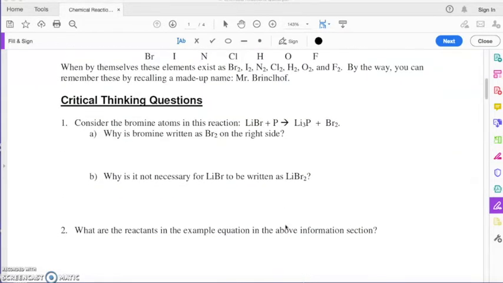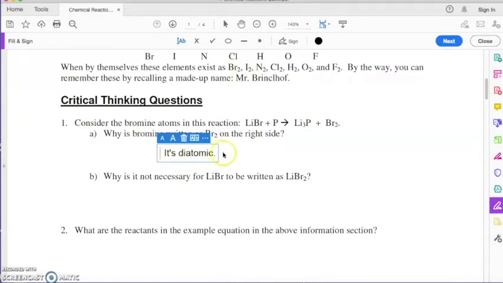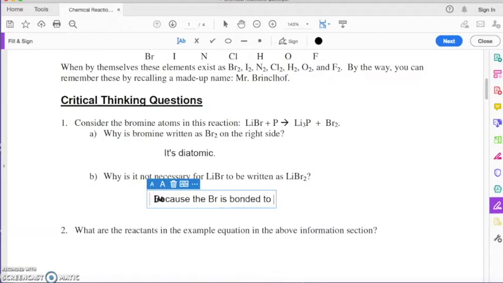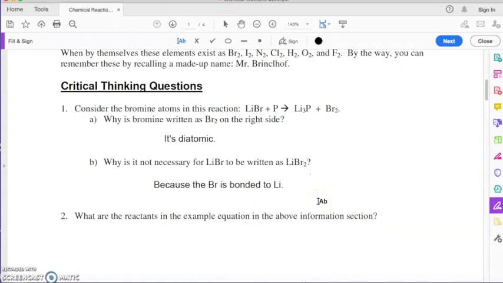So let's talk about some questions here. Consider this equation. Why is bromine written as Br2 on the right side? Well, it's because it's diatomic, right? Why is it not necessary for LiBr to be written as LiBr2? Because the Br is bonded to Li, so it's not diatomic anymore. It's now bonded. What are the reactants in the example? It's everything to the left. So the reactants are LiBr and P.